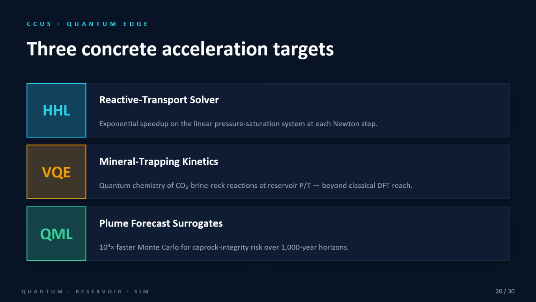Three concrete acceleration targets. For CCUS, quantum computing may contribute in three concrete ways. First, HHL or other quantum linear solvers may accelerate the pressure and flow equations that appear inside each time step or Newton iteration. This could be useful for very large models.